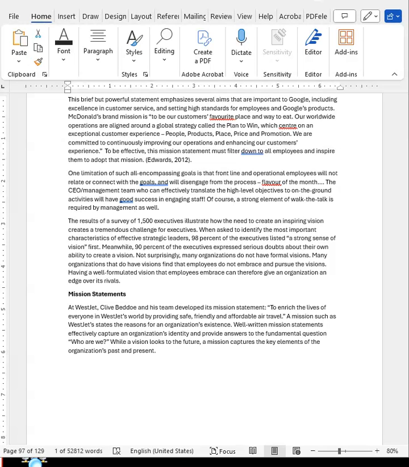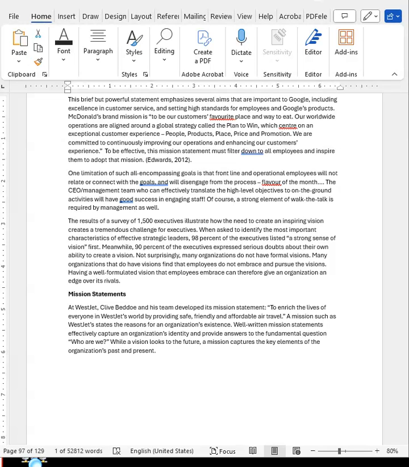McDonald's brand mission is to be our customers' favorite place and way to eat. Our worldwide operations are aligned around a global strategy called the Plan to Win, which centers on an exceptional customer experience, people, products, place, price, and promotion. We are committed to continuously improving our operations and enhancing our customers' experience. To be effective, this mission statement must filter down to all employees and inspire them to adopt that mission.